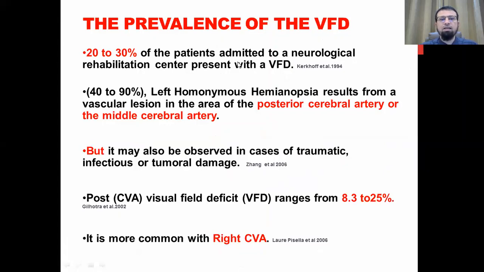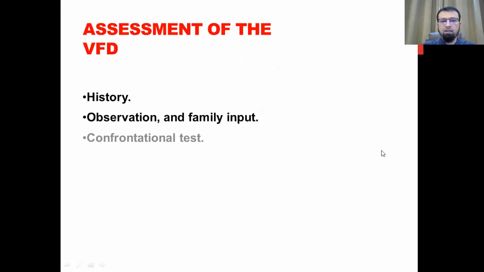The prevalence of visual field problems: the study says 20 to 30% of patients admitted to your facility with a neurological disorder have a visual field problem. It's not related only to traumatic brain injury, but also to stroke, cerebral palsy, and multiple sclerosis. Patients who have surgery because of cancer might have a visual field defect as well. The percentage among stroke patients is about 8 to 25%, and it's more common if the patient has a right stroke.